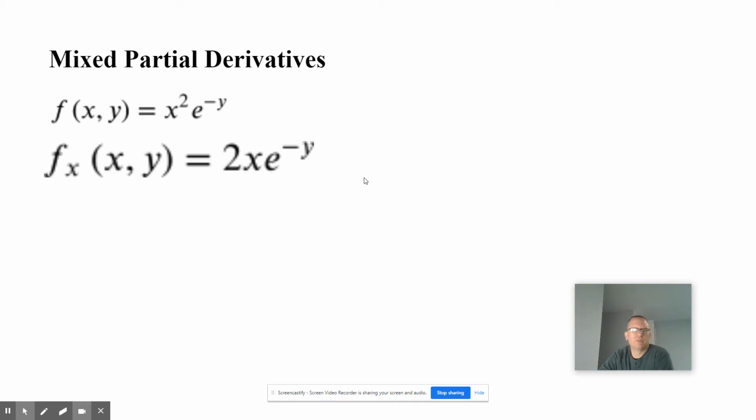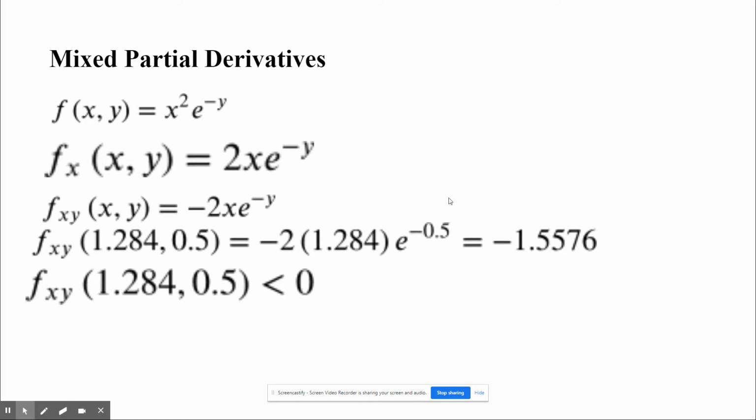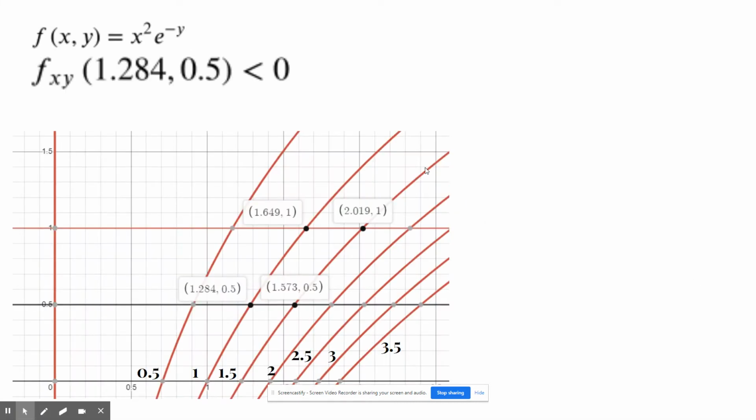Here's the partial with respect to x, and then the partial with respect to y. And then I chose a point over in the first quadrant, so therefore we have that fxy is going to be negative. So here is the graph of our contour map. We're going to find the average rate of change in between these 2 points right here.